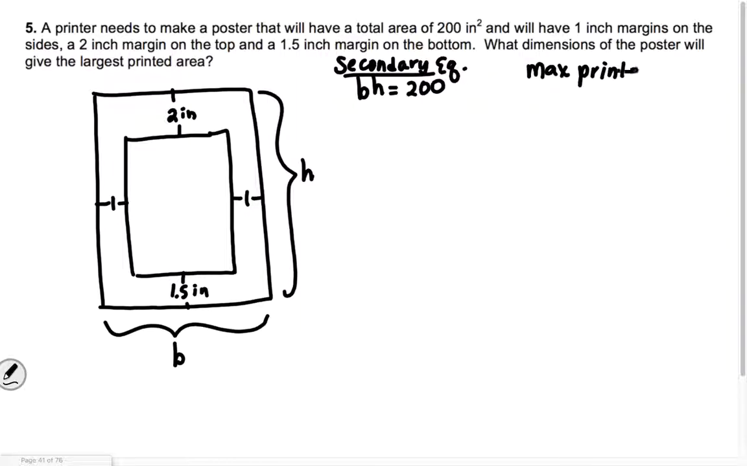What do you say? I would use A for this one because it's max printed area, right? Would you do like A equals like H minus 3.5? Uh-huh. B minus 2. Yep. Do you guys see where you got that?